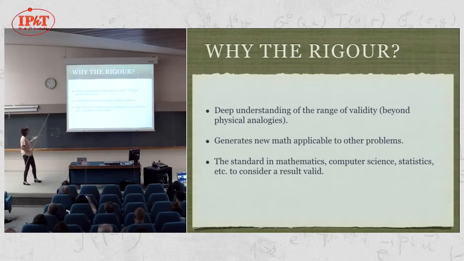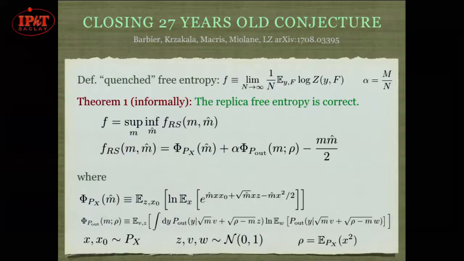And so really going beyond physical analogies, beyond what is reasonable because some disordered magnet behaves in the same way. And of course, because it generates new math that then is applicable to other problems about which maybe physicists would not think, because there are so many different problems that we just can't work on all of them. And the third point is that it simply is a standard in mathematics, computer science, and statistics. If you want to publish in conferences and journals of this field, they can be open-minded, but it's better if you have the proof. So here it is.